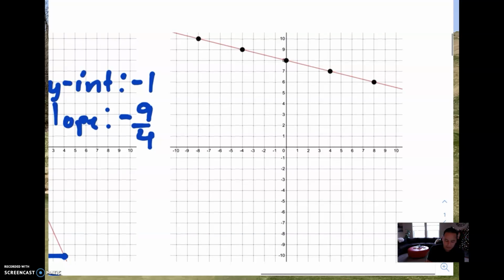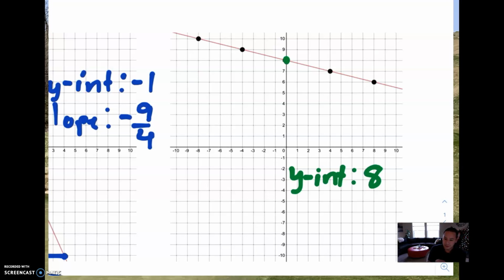Next example over. We have another line that looks like it's going down from left to right, so we know the slope is going to be negative. Again, we're going to start by finding the y-intercept, and the y-intercept is right up here at 8. So let's make a note of that. The y-intercept is at +8.